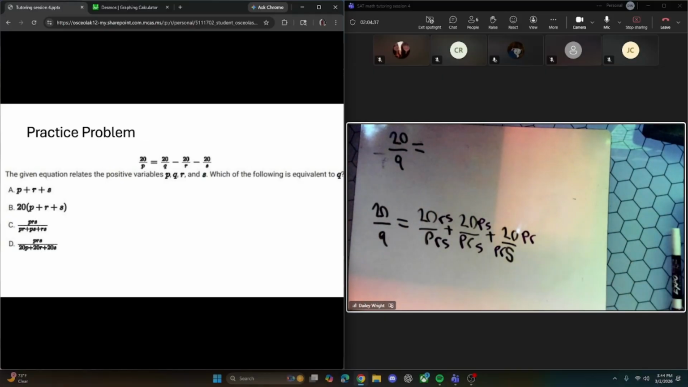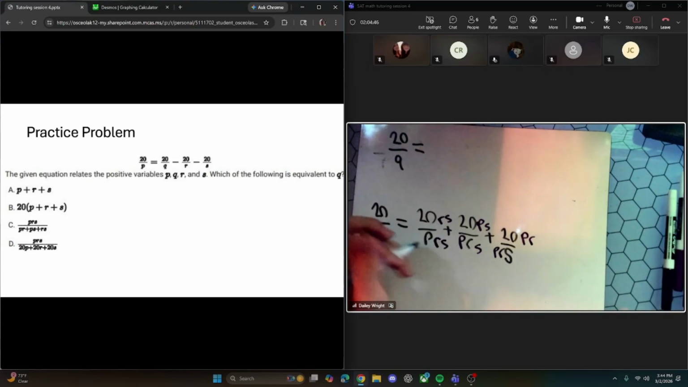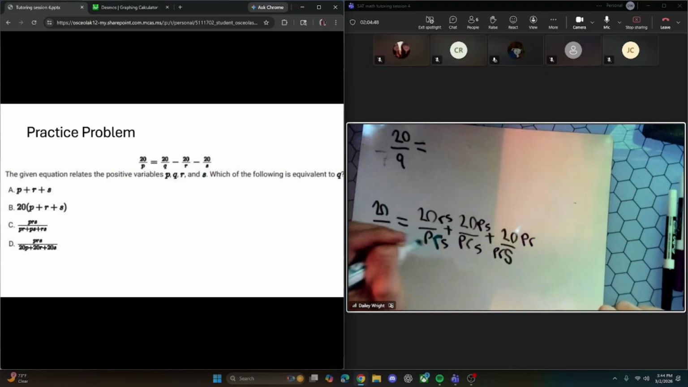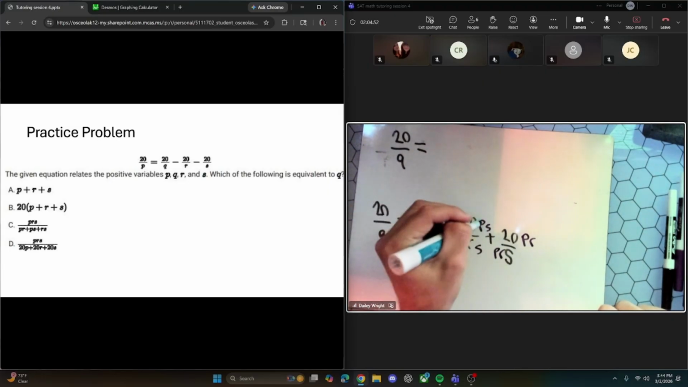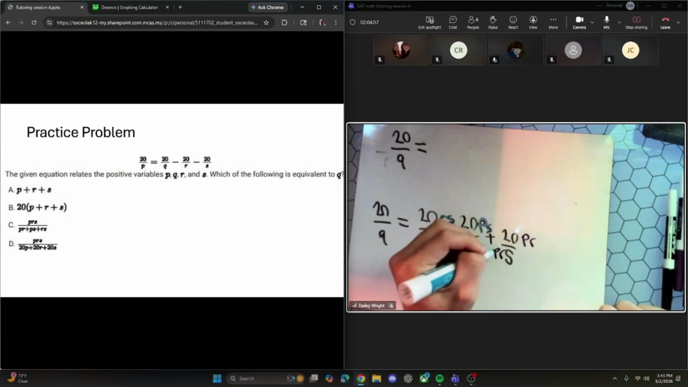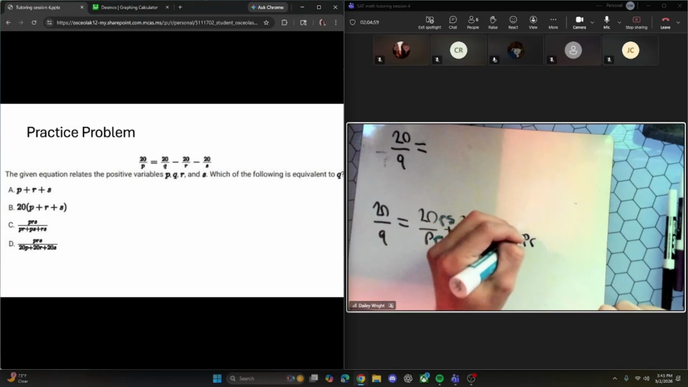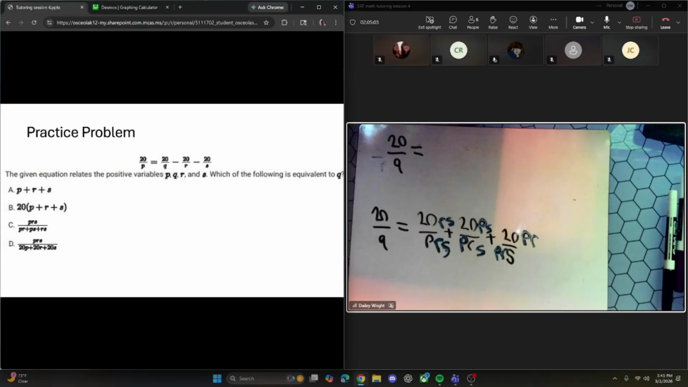Now that you've multiplied all of your things to give them the same bottom portions, I'm going to rewrite this. I multiplied this one by r over s. I multiplied this one by p over s. I multiplied this one by p over r. So now the denominators are all equal, so now you can add the top two together.